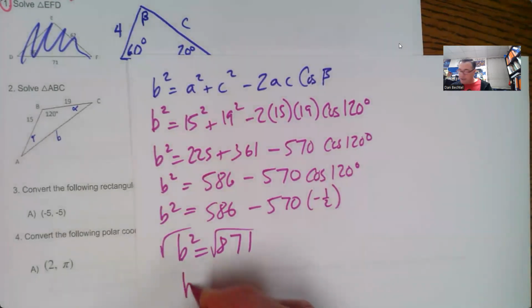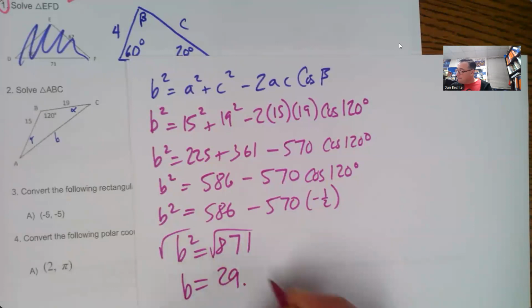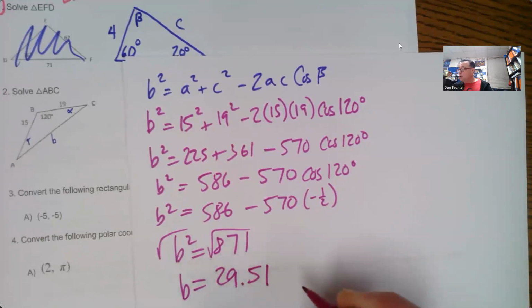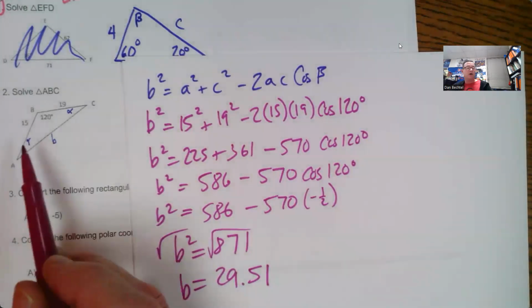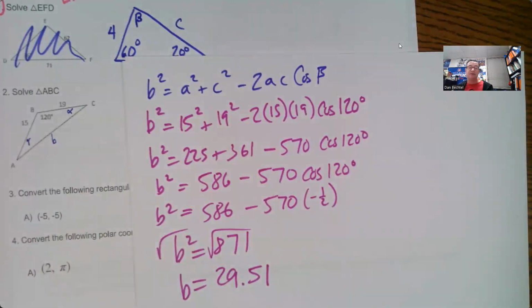So we're going to say that b is equal to 29.51. Okay, so we have our b. Great, all the better. Now I've got to use what I have here to then find either alpha or gamma. It doesn't matter which one you use, because you're going to have to use the 3 sides regardless. So let's use alpha, because it's up here.